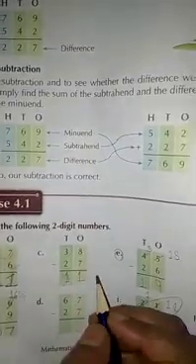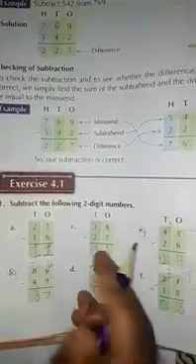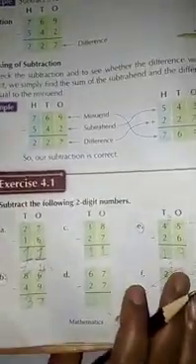Is it clear, students? Okay. So in this way you will do A, B, C, D, E, F in your book only. In this way you will complete your A, B, C, D, E, F in your book. Now come to question number 2.